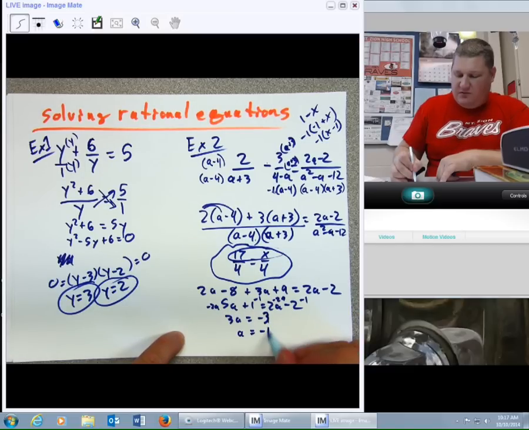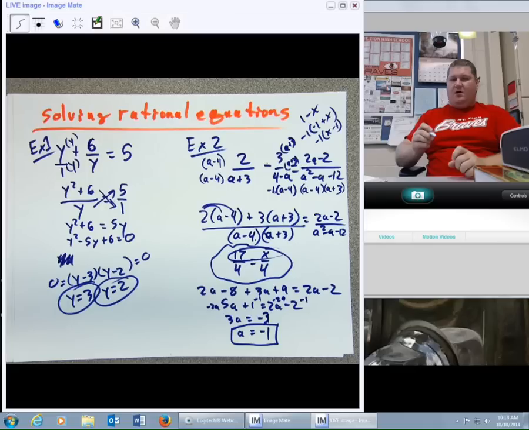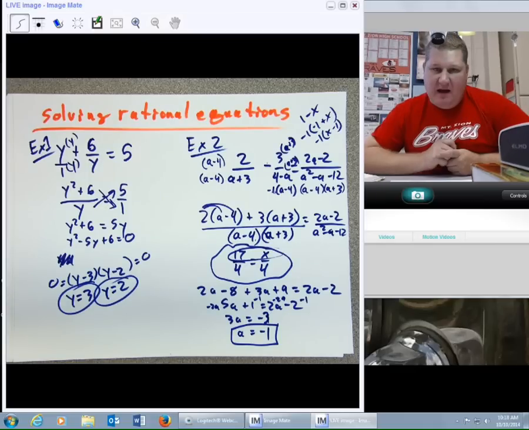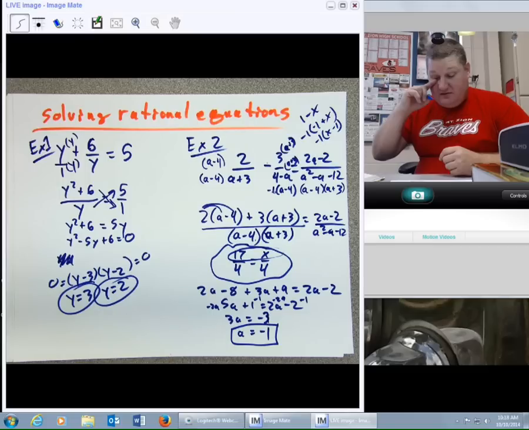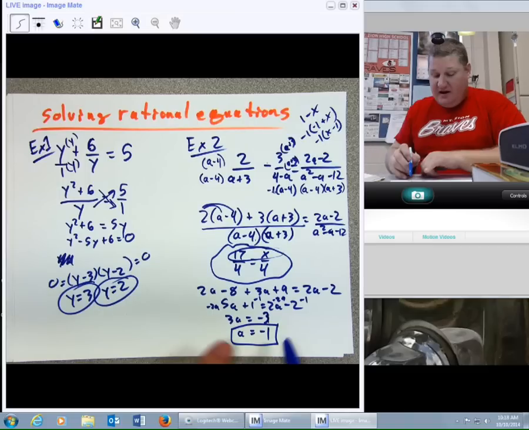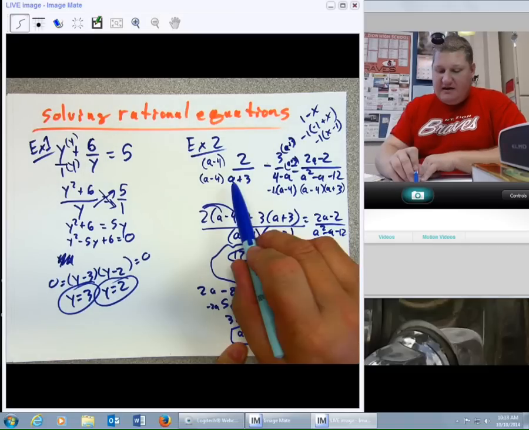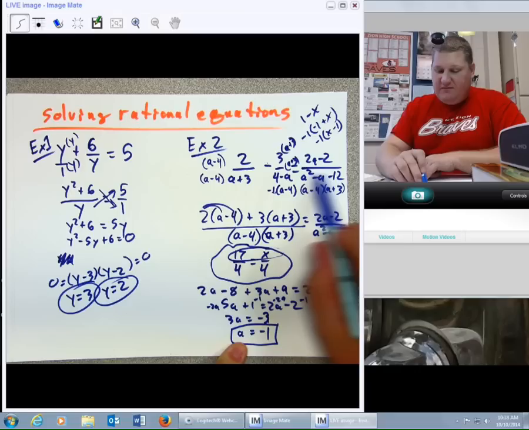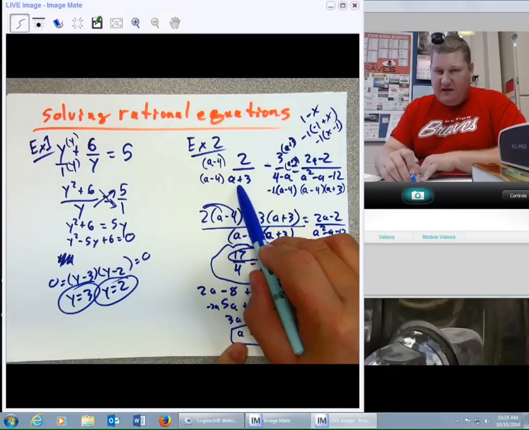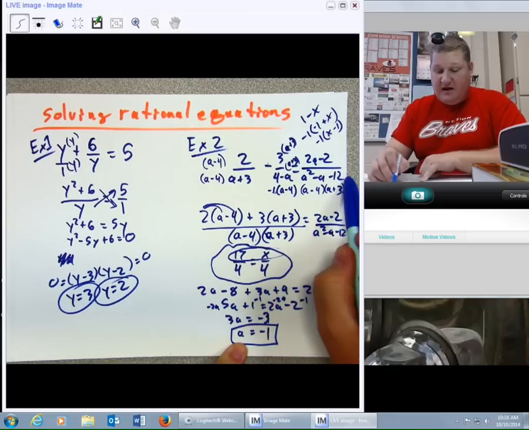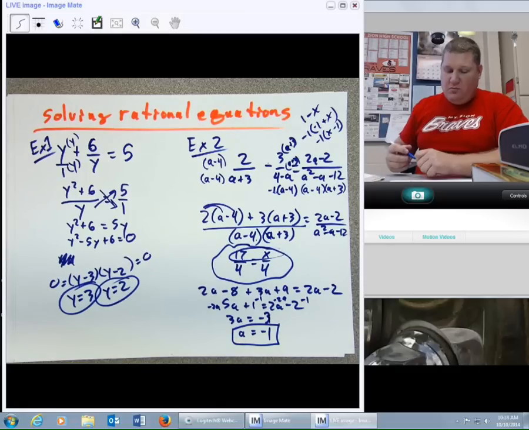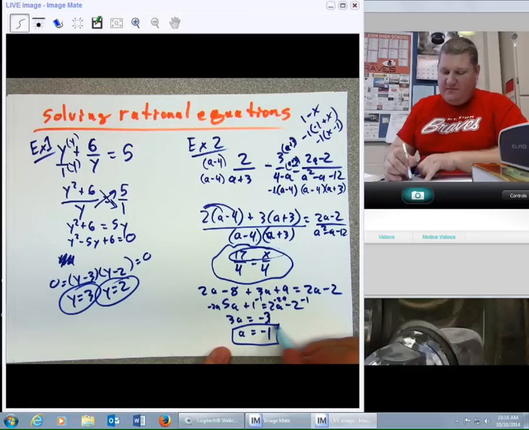There we go. Now, at this point, we have to go back and look at the denominator. Because if we don't stop and go back and look at the denominator, does a equals negative 1 make this problem invalid? I could put a negative 1 there, that's okay. I could put a negative 1 there, that's okay. And I could put a negative 1 in for a here, that's okay. So, what is the answer? A equals negative 1.